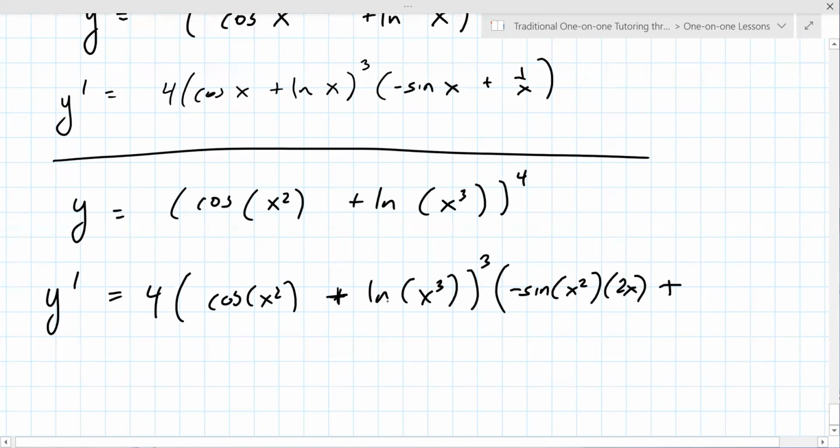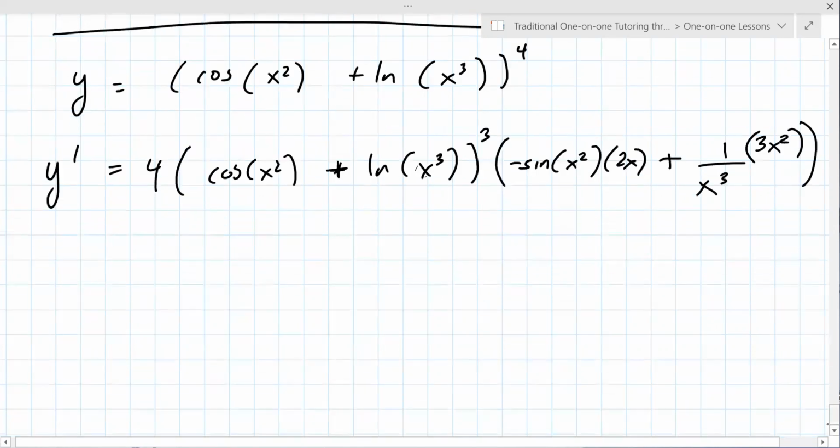Plus, that's this plus. What's the derivative of natural log of x cubed? It's 1 over x cubed times the derivative of x cubed. You have to keep going. The derivative of natural log is 1 over x cubed, but you got to keep going with chain rule. Well, what's the derivative of x cubed? 3x squared. Okay, so let's try this again.